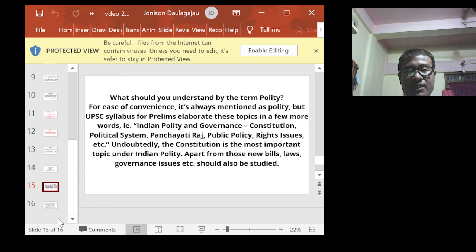What should you understand by the term polity? For ease of convenience, it is always mentioned as polity, but the UPSC prelims syllabus elaborates these topics in a few more words, and that is Indian polity and governance, constitution, political system, constitutional rights, public policy, rights issues, etc. Undoubtedly, the constitution is the most important topic under Indian polity. Apart from those, new fields, laws, governance issues, etc. should also be studied.